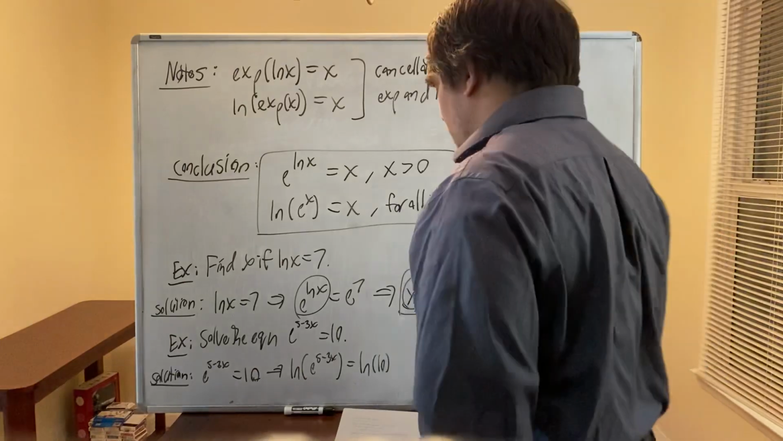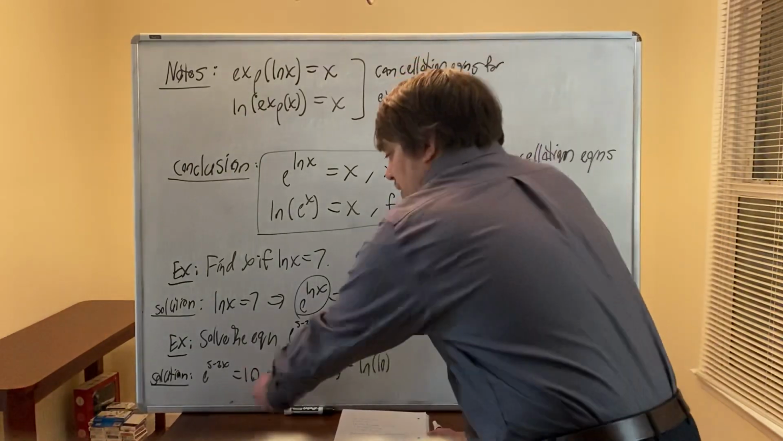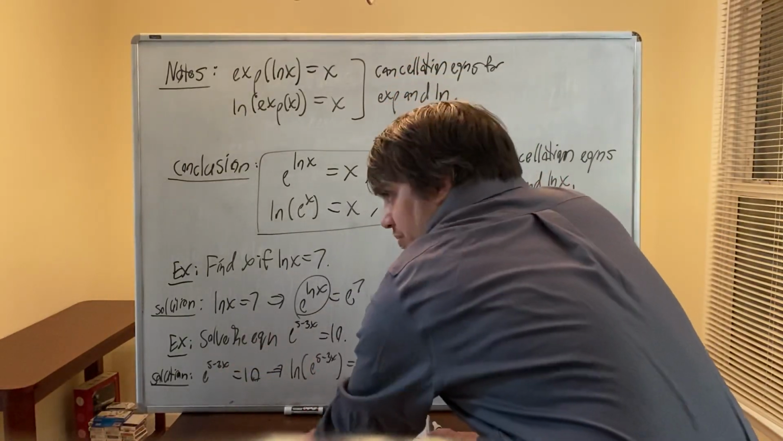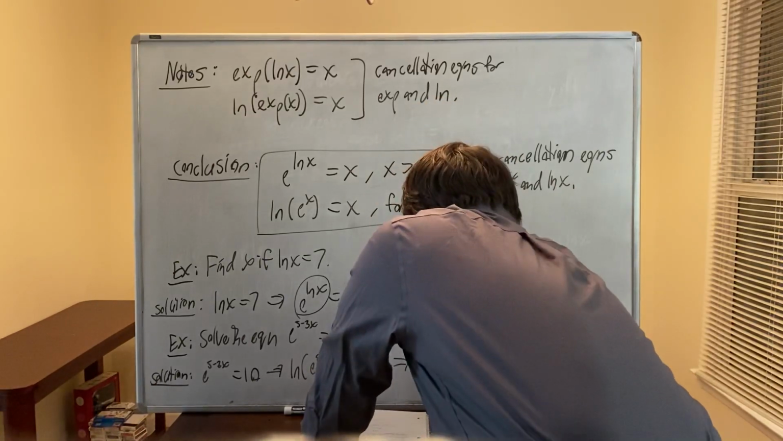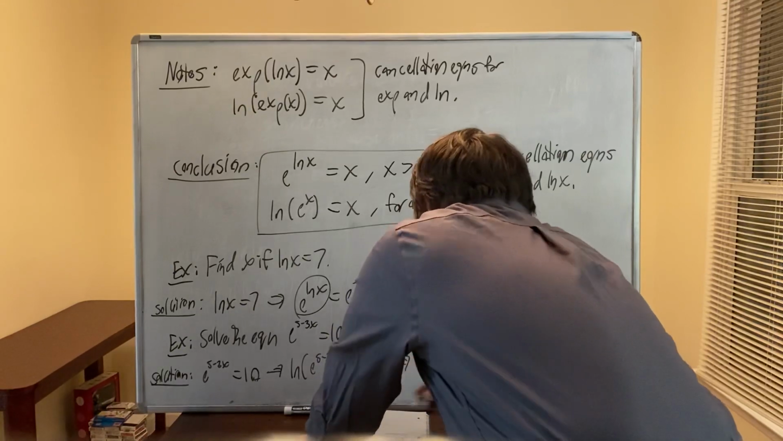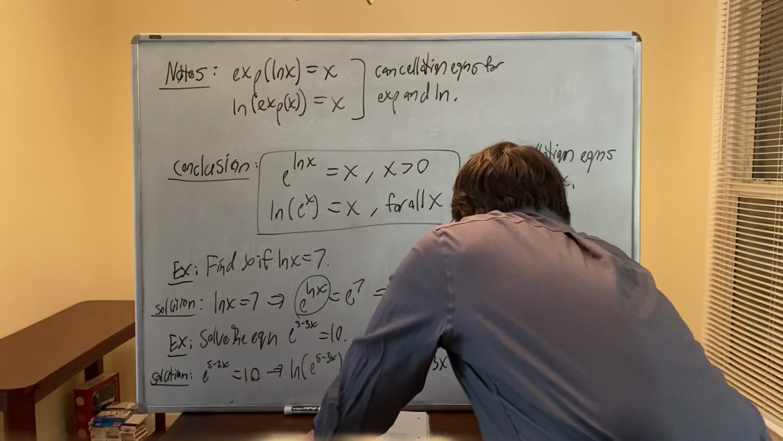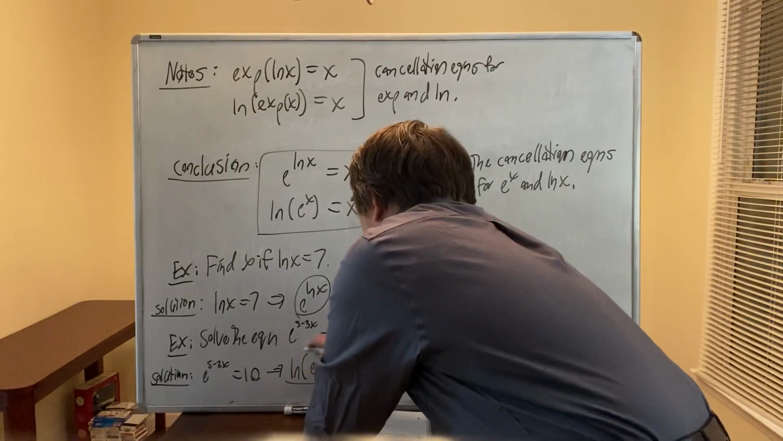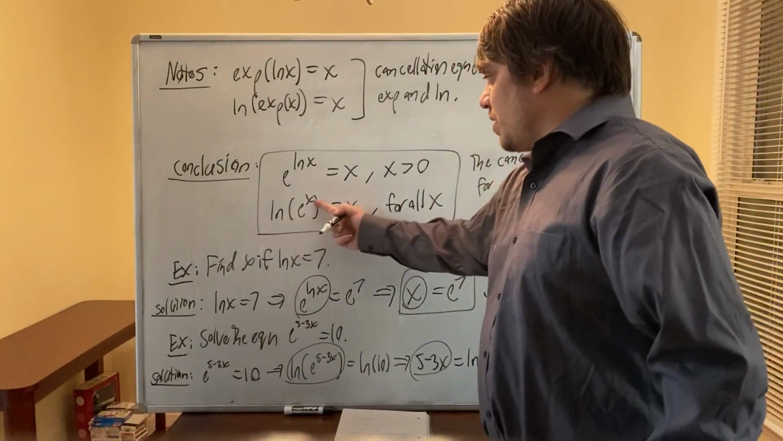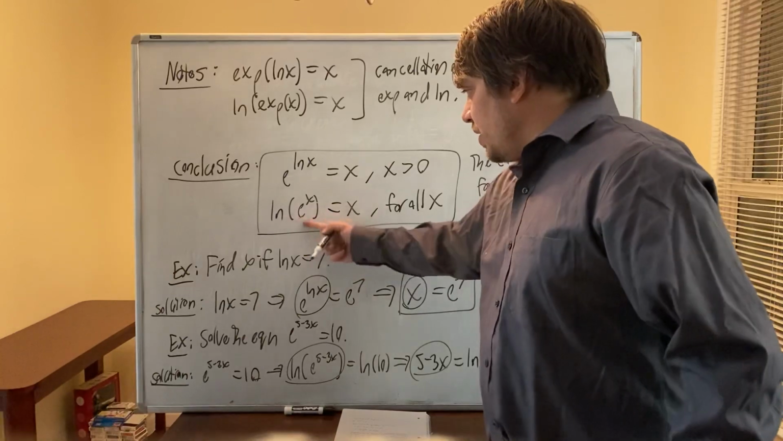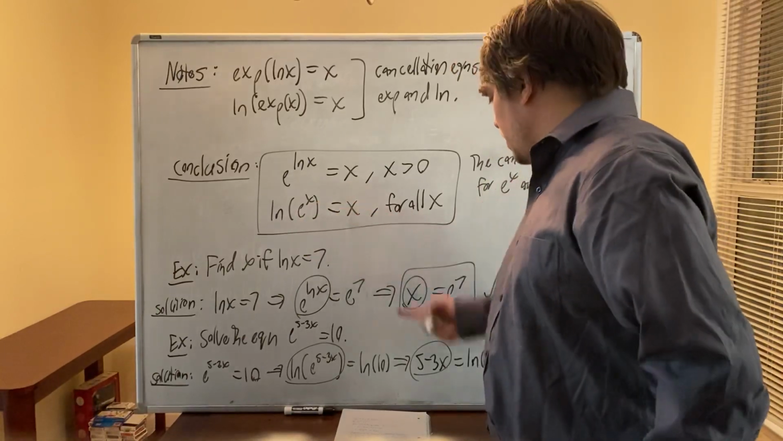Well, no, forget that. It's just two things are equal, so you can take ln of both of them. That implies ln of e to the 5 minus 3x is 5 minus 3x, and that equals ln of 10. Here, ln of e to the 5 minus 3x is 5 minus 3x. Ln of e to the something is that something.